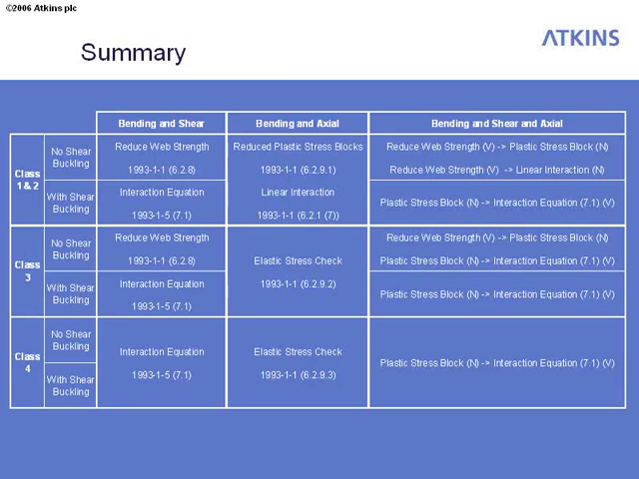And this summary slide is quite useful really, because it tells you which clauses most things are actually considered in. So if you are looking at a class 1 or 2 section, it tells you which clauses you have to go to if you're looking at shear buckling, and it tells you which clauses to go to if you don't have any shear buckling, and then tells you what the interaction formula is for bending and shear, bending and axial load, and bending, shear and axial load. So it's quite a good summary sheet really, and just gives you some useful information on where in the code to look for things.